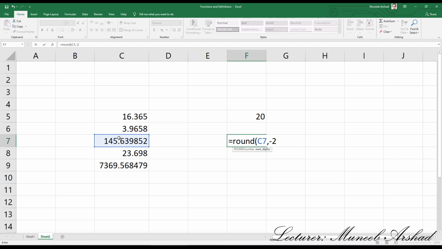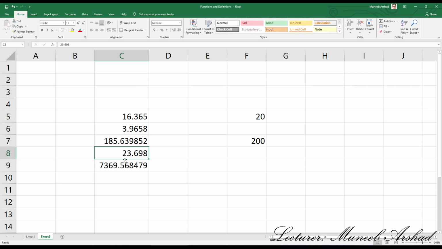You press enter and 145.639852 is actually closer to 100 and not to 200, because the lower boundary for 145 is 100 and the upper boundary for 145 is 200. So rounding it off to the nearest 100 is going to give us 100, because 145 is closer to 100 and not to 200. If we change this number to let's say 185, the answer should change to 200. So when I press enter, the answer changes to 200. So this is how you calculate the nearest tens, hundreds, or thousands.